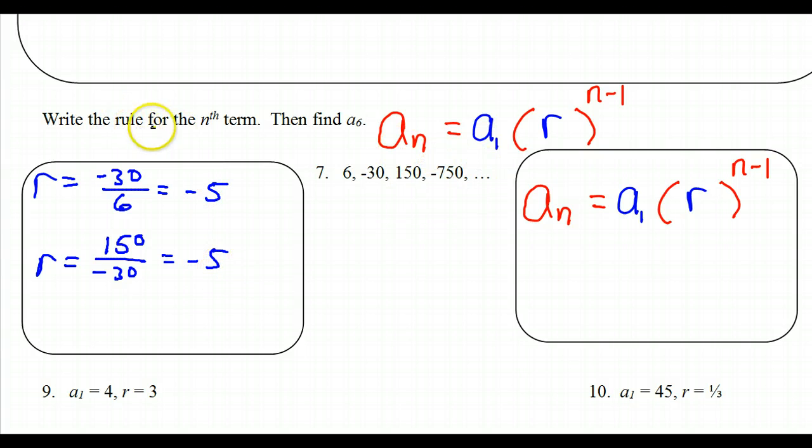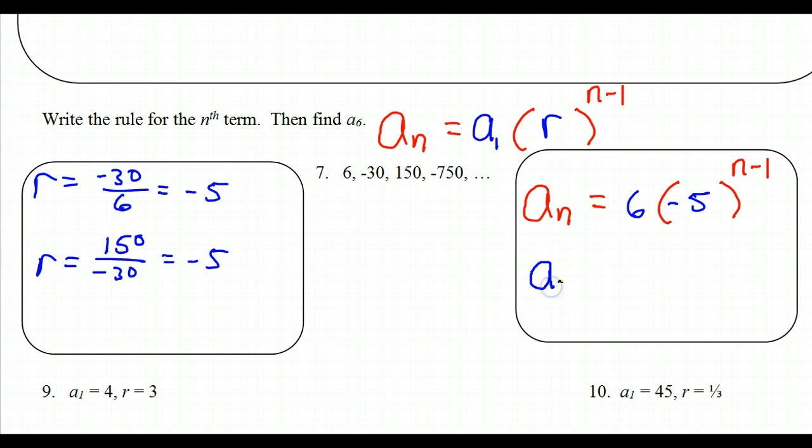We're supposed to write a rule and then find the 6th term. To write a rule, we just need two things: the common ratio and the first term, the r and the a1. Well, we just found the common ratio. It's -5, so that goes right there. All we need is the first term, but that's obvious because it is 6. So bam, we found the equation, there it is.